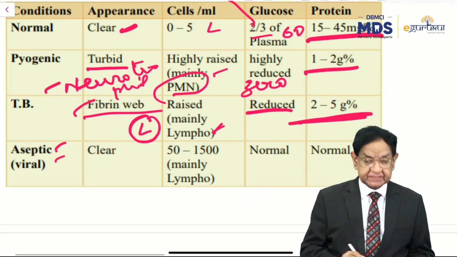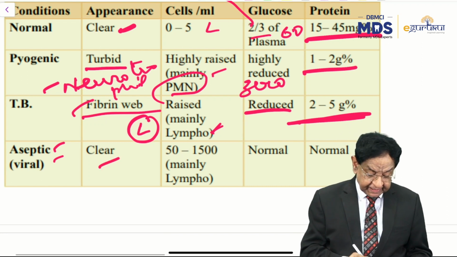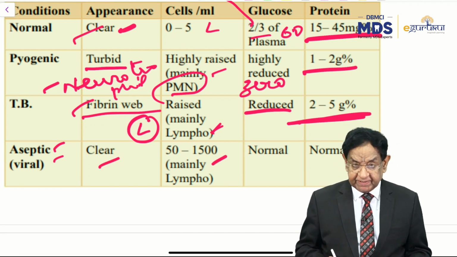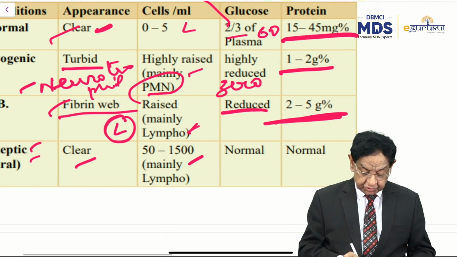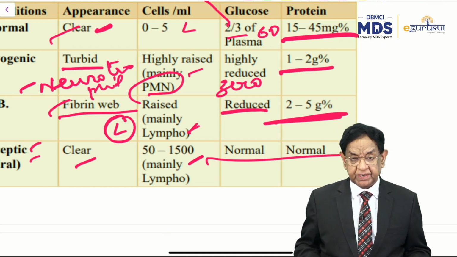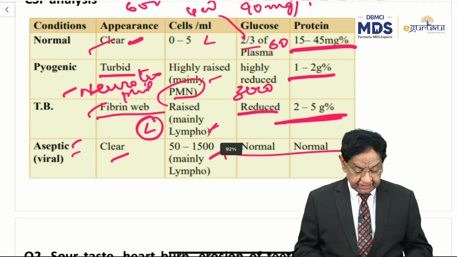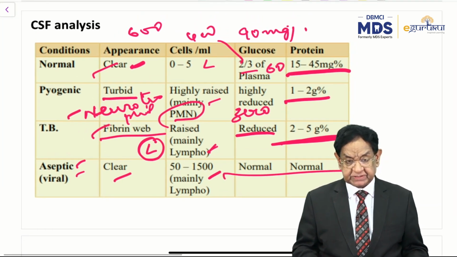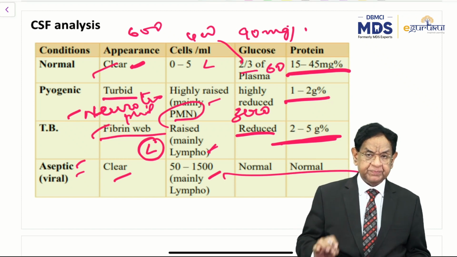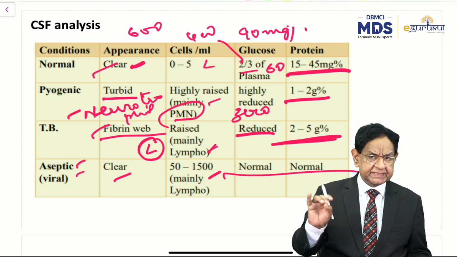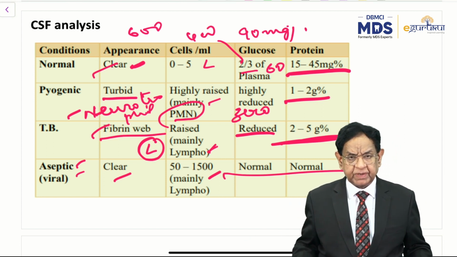Viral, which we call aseptic meningitis, is again clear like normal. Cell count is slightly increased, mainly lymphocytes, but sugar and protein are normal. So this is a very, very important slide. In a nutshell, in viral meningitis, there is only a slight increase in lymphocytes, with protein and sugar normal.